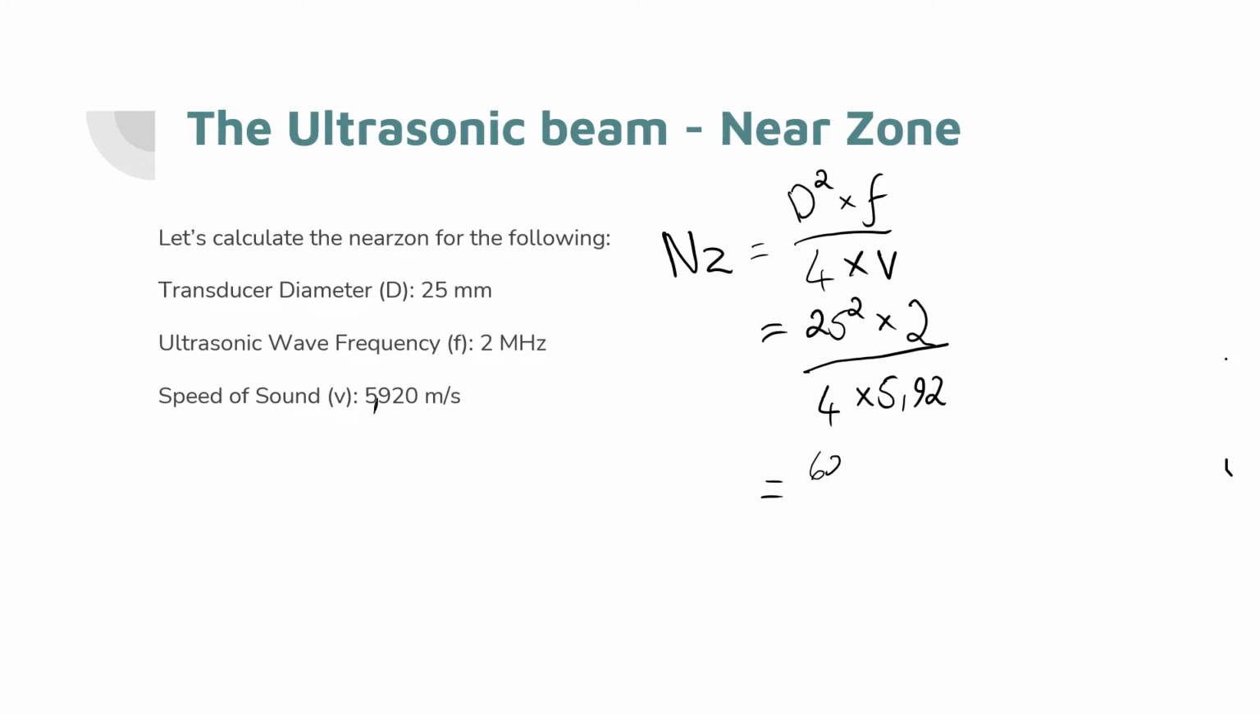So this is 625 multiplied by 2 divided by 4 multiplied by 592. And if we punch this into our calculator, it should give us 52,787 millimeters. Now, you'll have to ask specifically to what degree do you round. I typically leave all my answers to the third decimal. However, this may change depending on what school you're attending or what the actual lecturer wants.